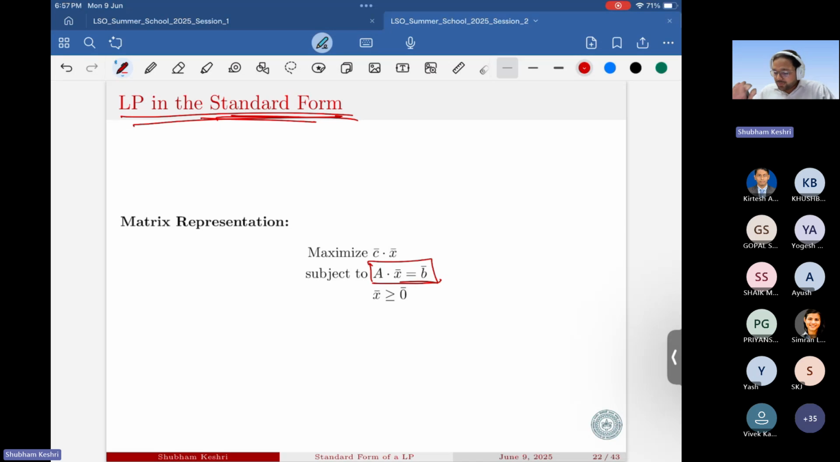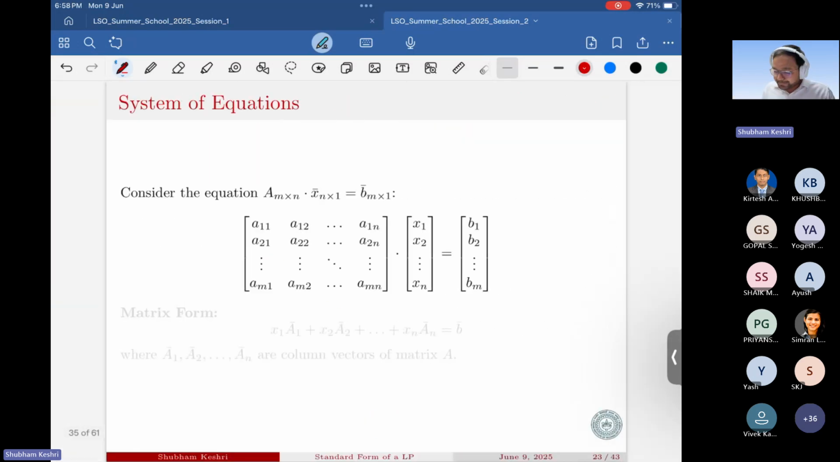So yeah, what I'm saying, why are we interested in standard form? This is because we want to use some theory from system of linear equations. That is why we are converting our LP into standard form. Okay, so system of equations. A system of equations can be written as a matrix multiplication of A times a vector x, which is equal to a vector b. Okay.